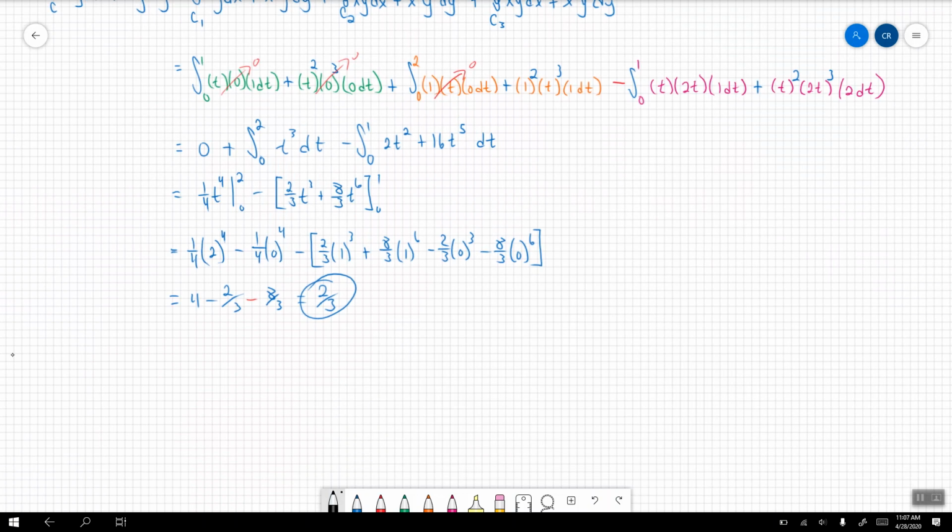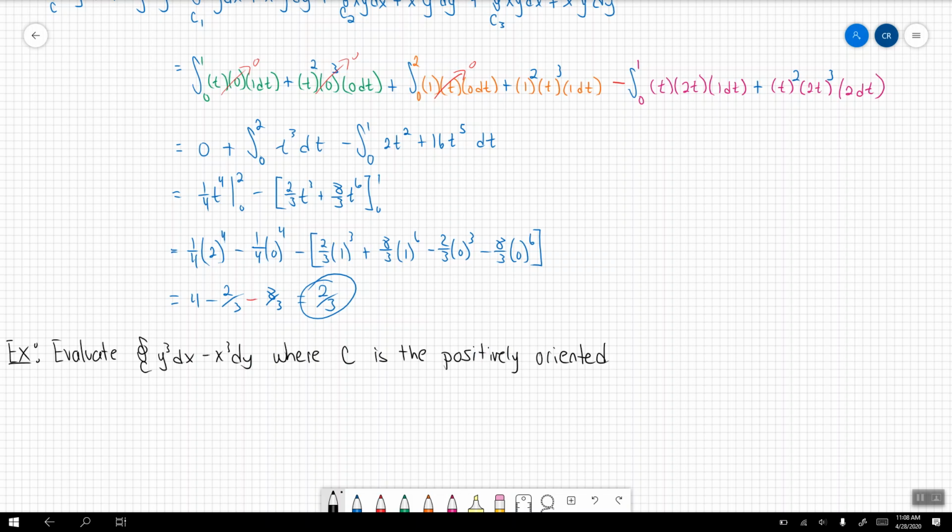So here goes the next question. We want to evaluate this line integral over the curve, and we're going to do this for y cubed dx minus x cubed dy, where the curve C is a positively oriented circle of radius 2, centered at the origin.